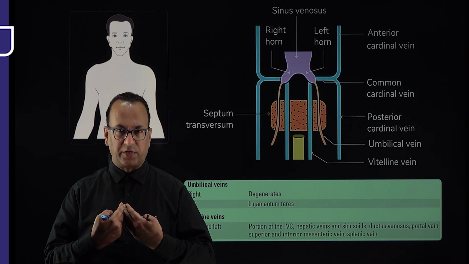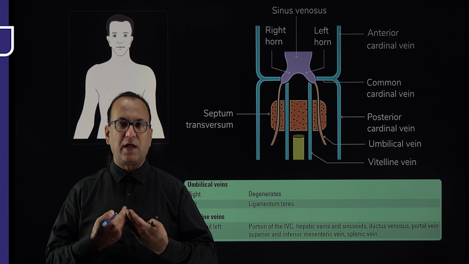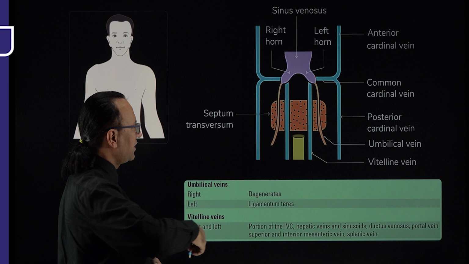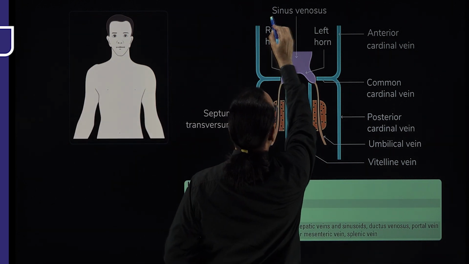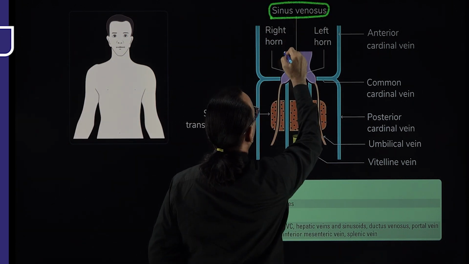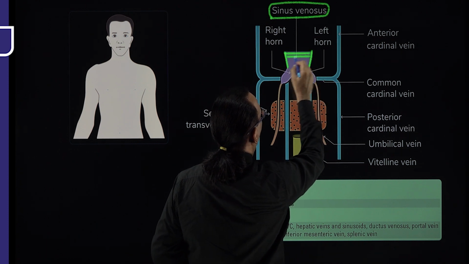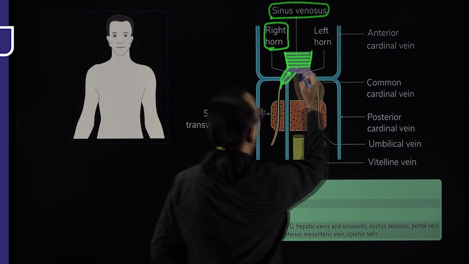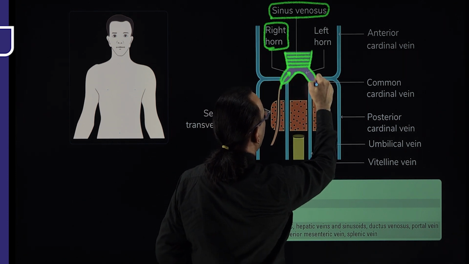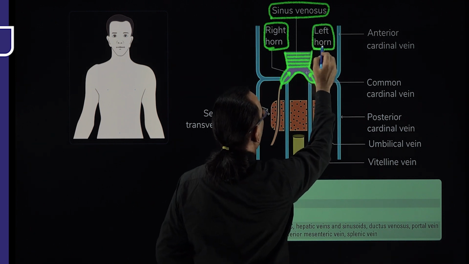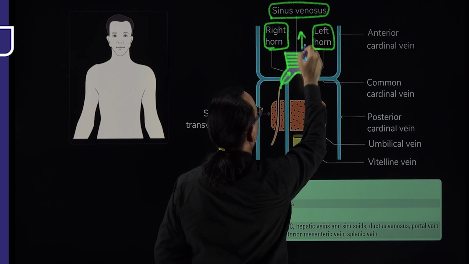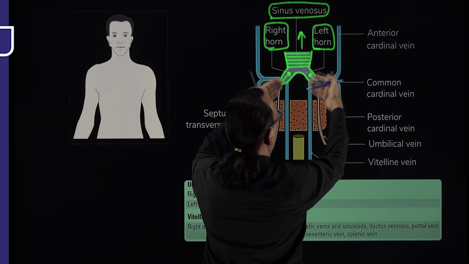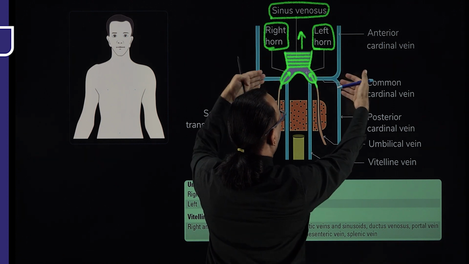As we have mentioned, there will be three sets of veins draining from the right and left side: vitelline, umbilical, and the cardinal veins. So as you see, this is the front view of the receiving end of the heart, the sinus venosus, and this sinus venosus is going to have two horns, the right horn of the sinus venosus, receiving some blood, and the left horn of the sinus venosus, receiving some blood. Then this blood will be pushed into the heart tube upwards so that it can move into the truncus arteriosus later. But then we want to see the paired veins which are entering this sinus venosus.